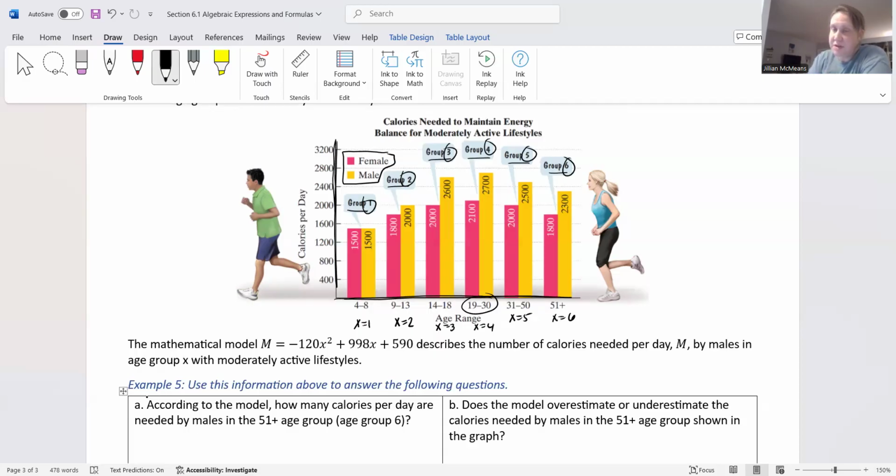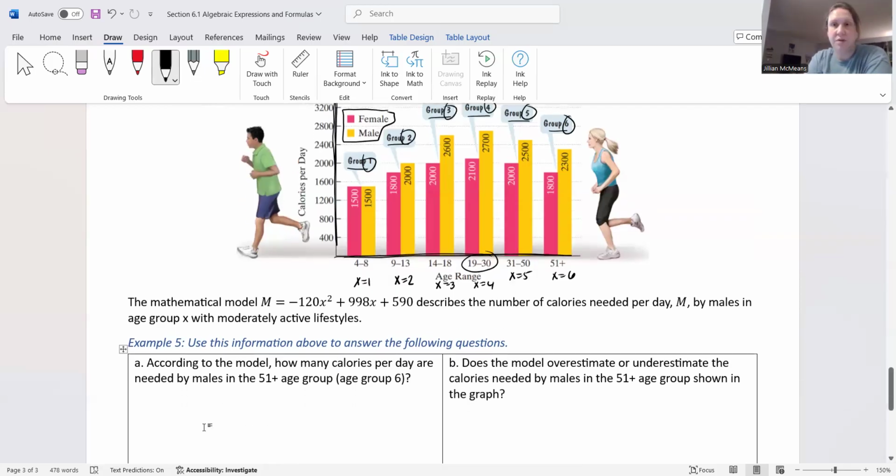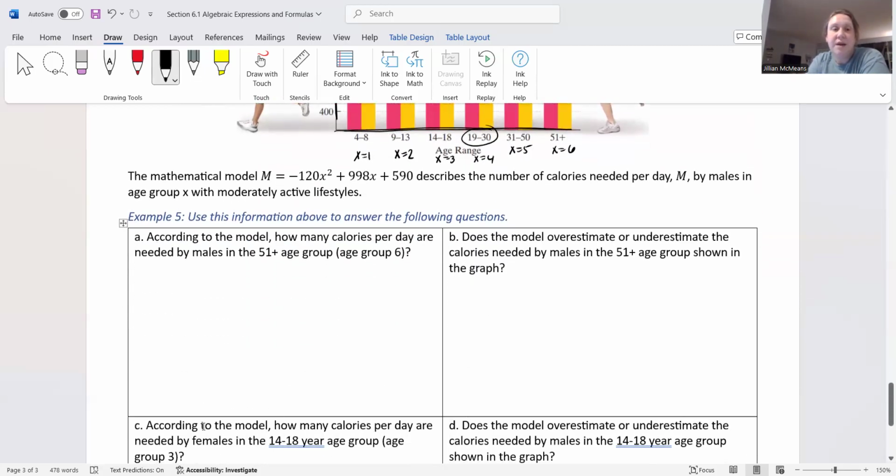So remember, we're saying the age group, that's going to be our X value with moderately active lifestyles. So this is the formula or the model that we're going to use. And what we'll ultimately end up doing is we're going to compare the result we get from the model to this table of values, or this graph. So it says down here, example 5, use the information above to answer the following questions.